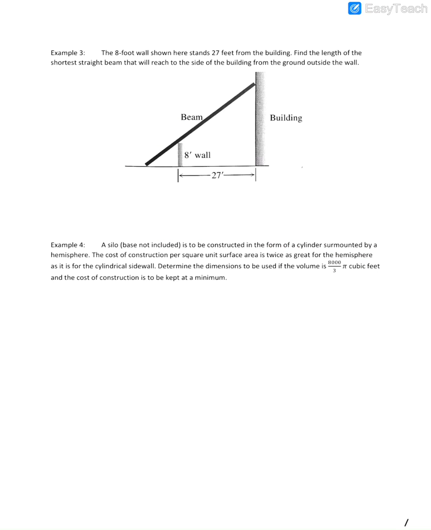All right, let's go to number 3. So on number 3, it says the 8-foot wall shown here stands 27 feet from the building. Find the length of the shortest straight beam that will reach to the side of the building from the ground outside the wall.